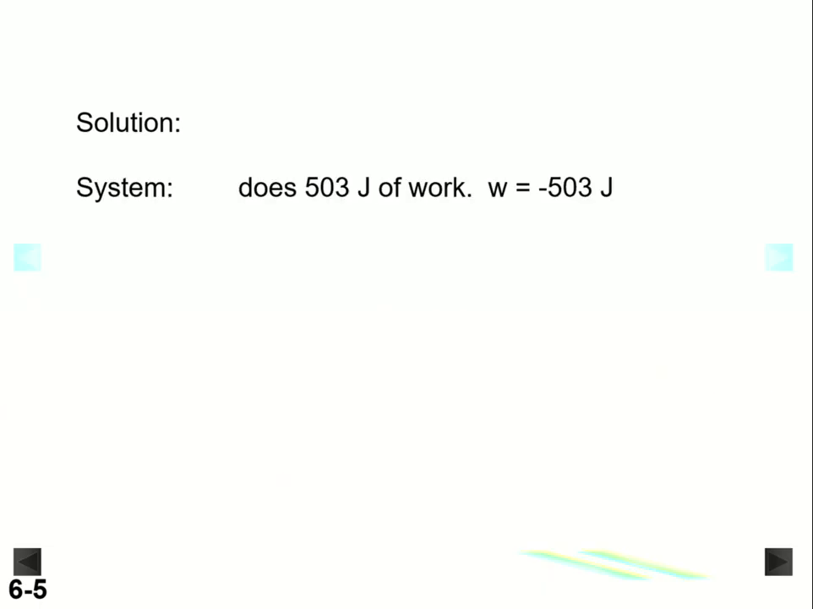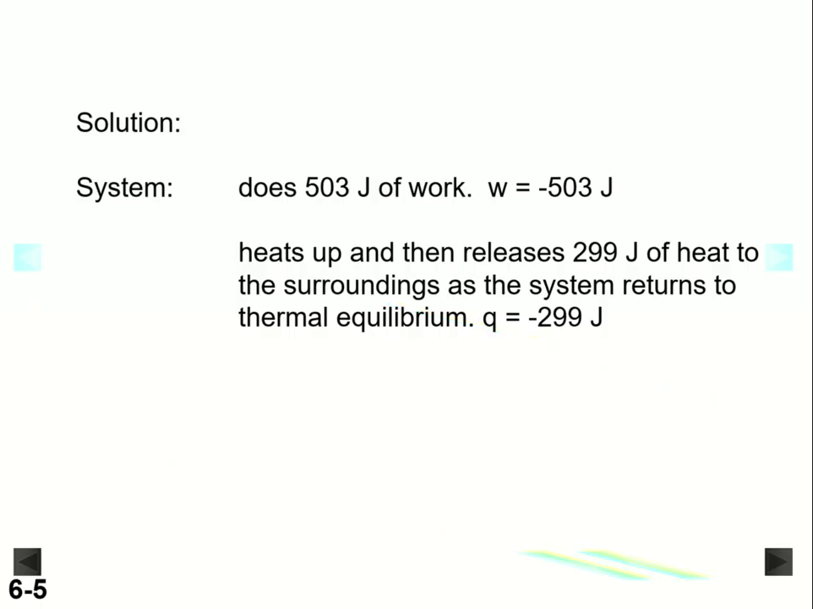Here's our solution. First, the system does 503 joules of work. Therefore, W is minus 503 joules. The system heats up, but it's not pulling heat from the surroundings. It's actually heating up from the reaction exothermicity. And it releases 299 joules of heat to the surroundings as the system returns to thermal equilibrium.